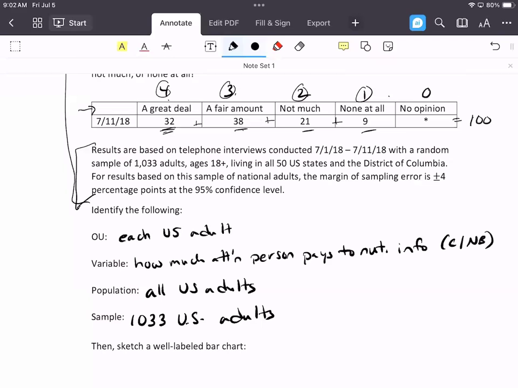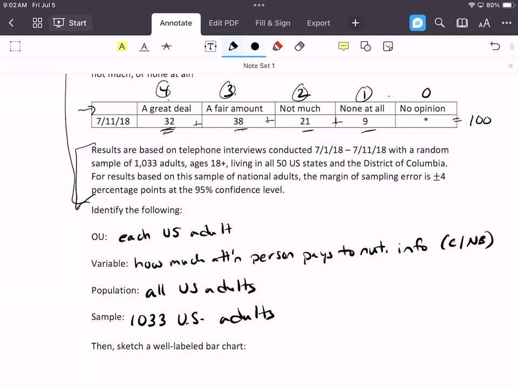So the observational unit is each US adult. Could you give more information? Yes, each US adult would be adequate in this case, but obviously if this was a multiple choice, if you had each adult, that wouldn't be sufficient. If you had each US adult, that would be the better answer. But once again, in multiple choice, choose the best option that is listed.